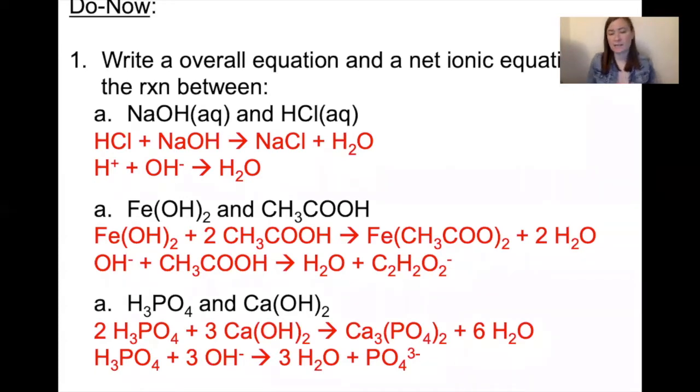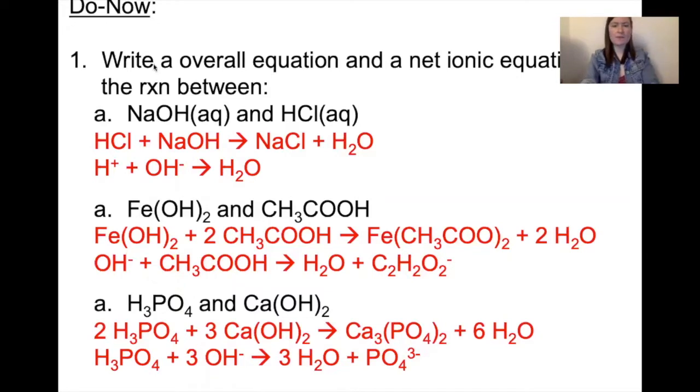And it's worth noticing that all 3 of the hydrogens from H3PO4 are going to react. That's true for any acid that has more than one hydrogen. If you react it with a base, the reaction between H plus and OH minus to form water is a very, very strong reaction. It's very exothermic. And so that essentially goes to completion. And so your acid is going to lose all of its hydrogens. Your base is going to lose all of its OH minuses.